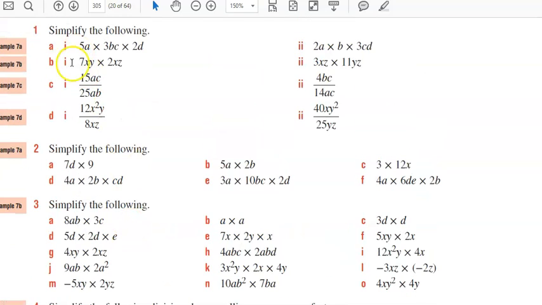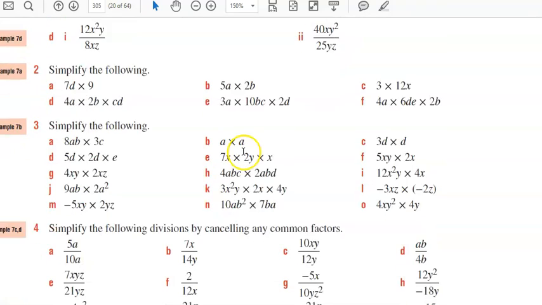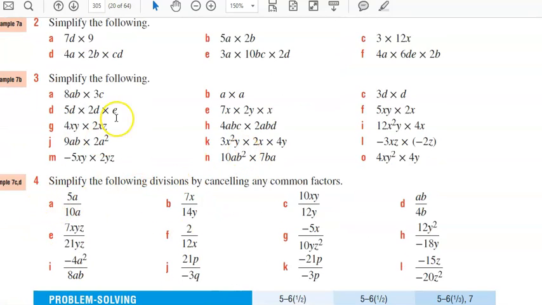With question 1, you're doing the left-hand side. Question 2, you're doing 2 left-hand columns. Question 3, you're doing 2 left-hand columns. And question 4, you're doing the 2 left-hand columns. So you've got this lesson to complete this.